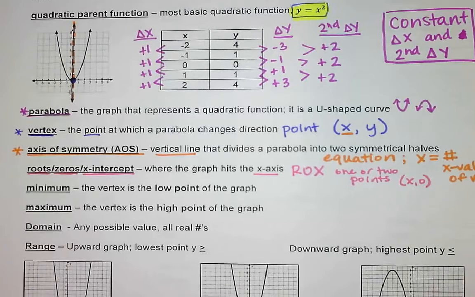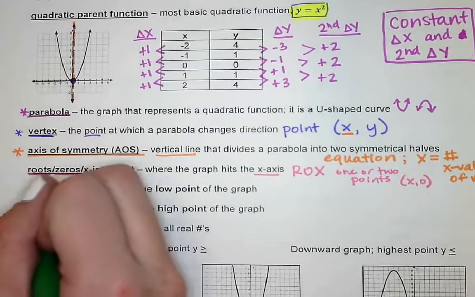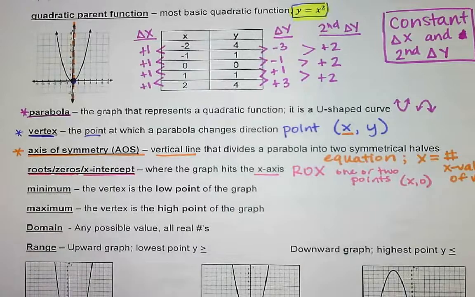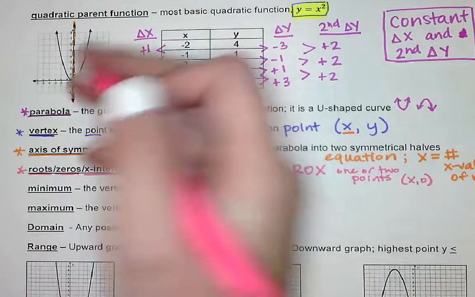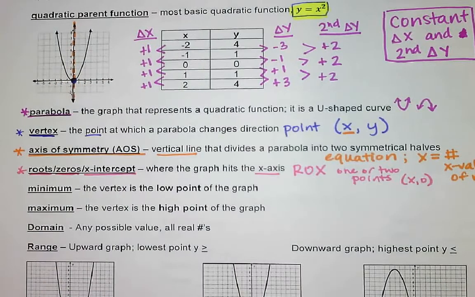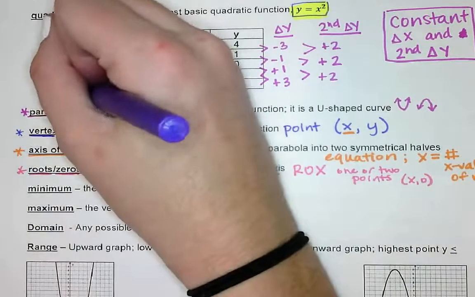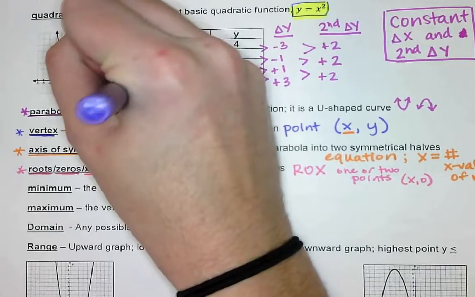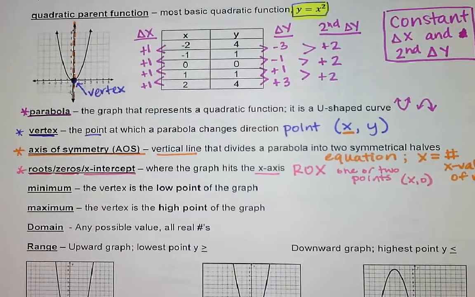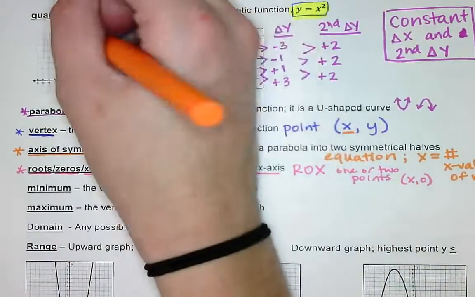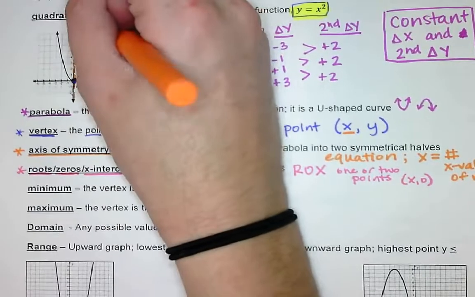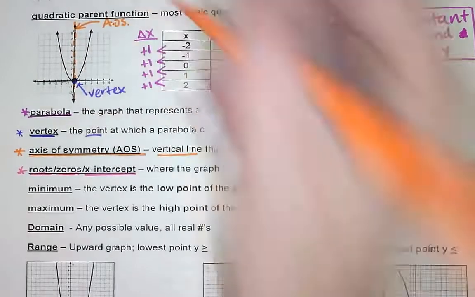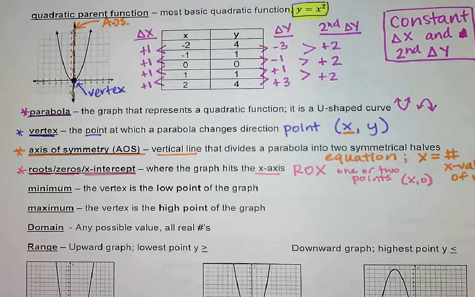All right? Now your minimum. Let's take a break here and look at our parent function. So guys, this right here would be my vertex. Are y'all comfortable with that? That's the vertex. This little orange line right here is my axis of symmetry. It cuts right through the parabola here.